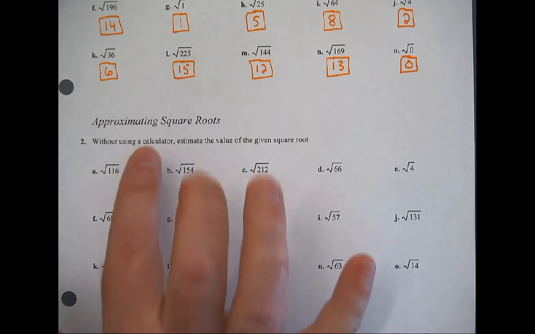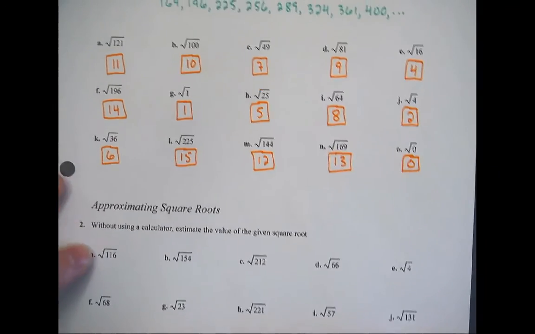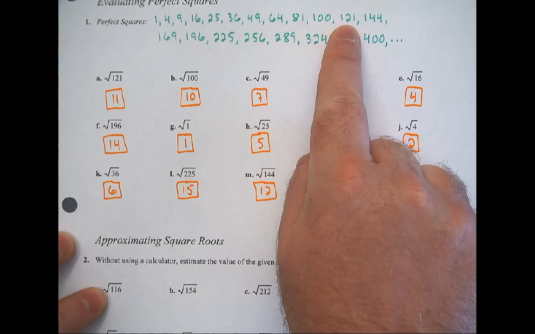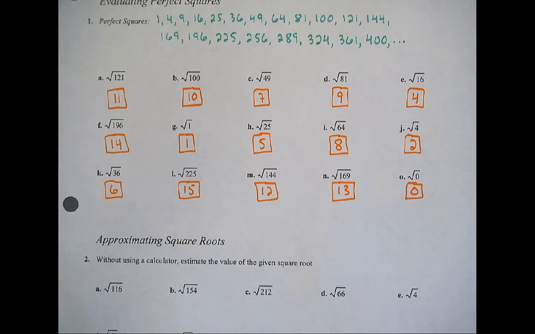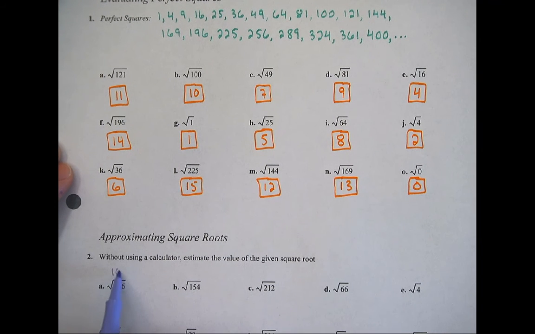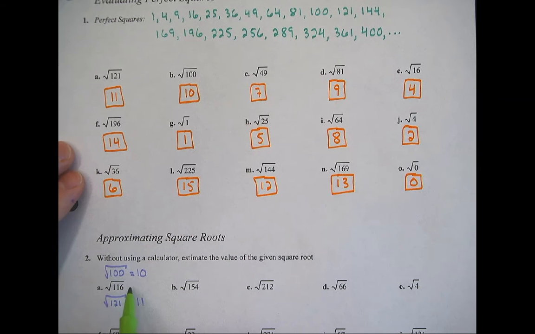Anyway, approximating a square root. So without a calculator, estimate the value of the given square root. So for instance, 116, that's not on our list, but it falls between 100 and 121. That means that the square root of 116 falls in between the square root of 100, which is 10, and the square root of 121, which is 11. And so this is an approximation, so we're going to use that approximately symbol, the squiggly lines.